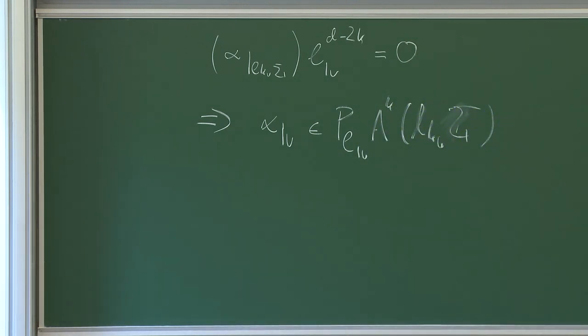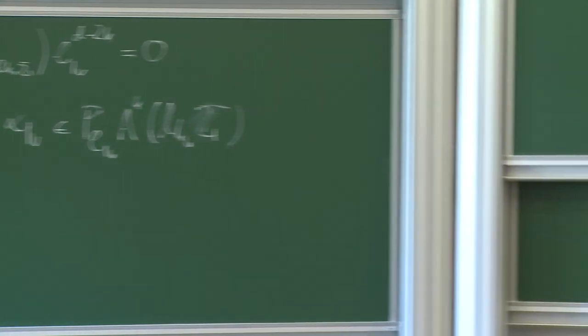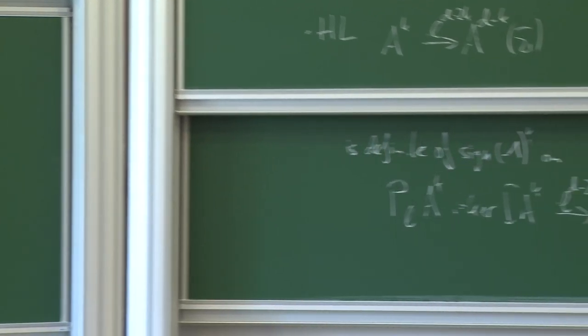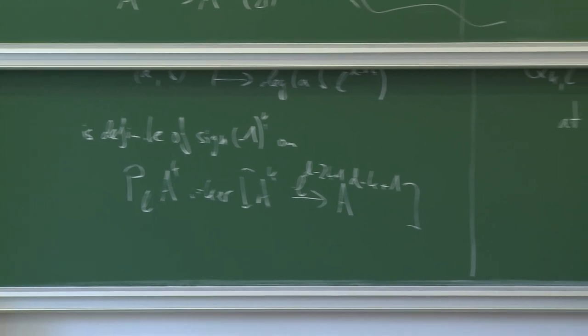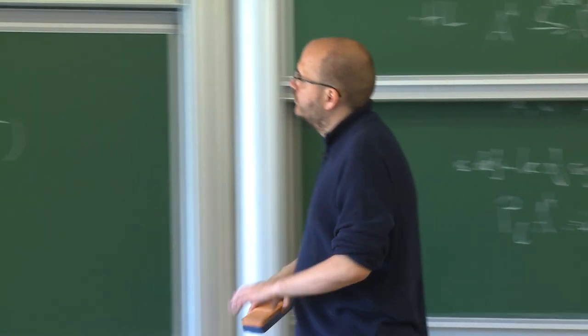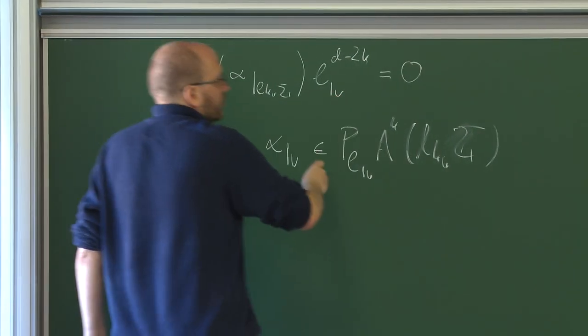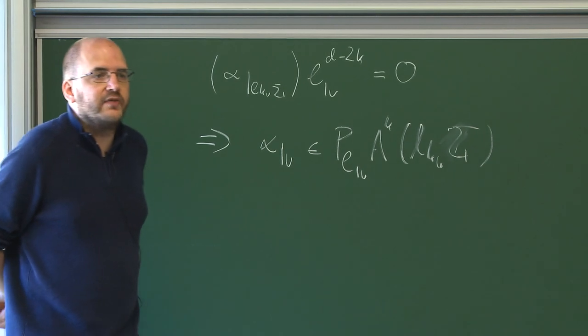Okay, so let me delete the non-classical version for now, just to finish my argument. You take PL degree, P, the index. This is just a restriction to V, so it's a pullback to the link of V.